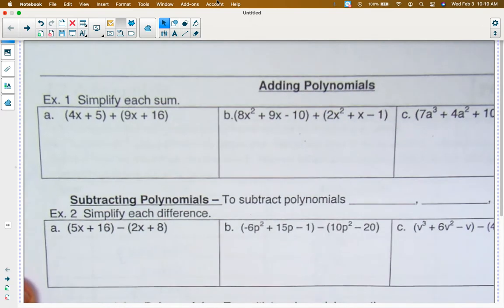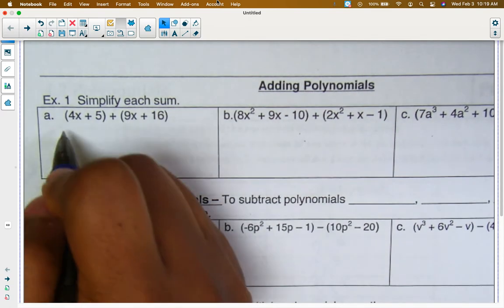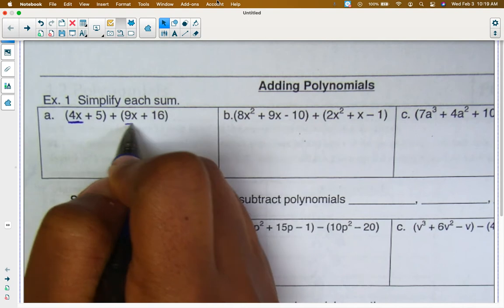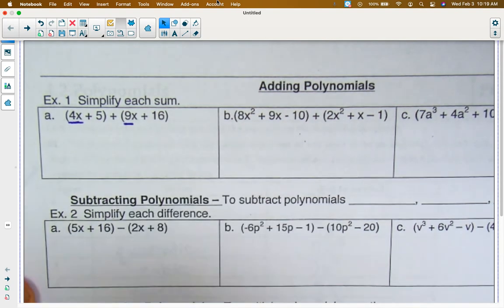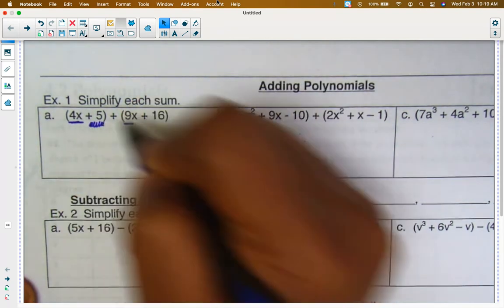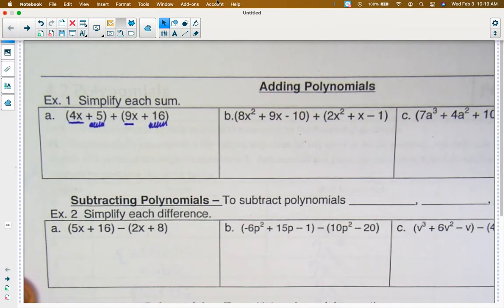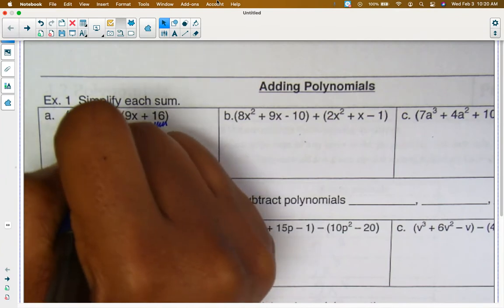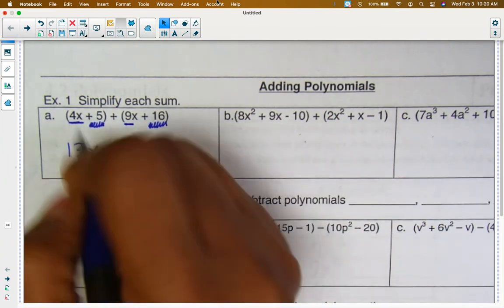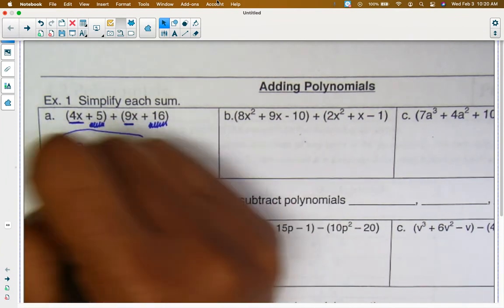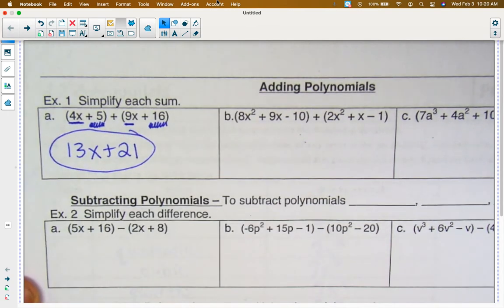All right, adding polynomials. So, like terms: 4x with 9x. And I'm going to do a little squiggle for my constants, 5 and 16. As you go through these, if you need to circle things that go together, highlight, put triangles, just make sure you know like terms have the same variable raised to the same exponent. So 4x plus 9x is 13x, and 5 plus 16 is 21. Okay. Next, again, like terms.